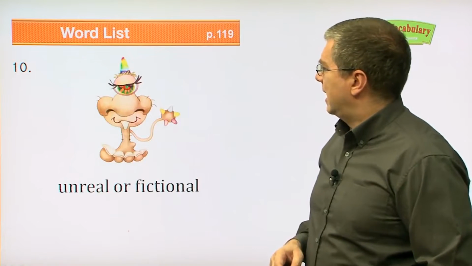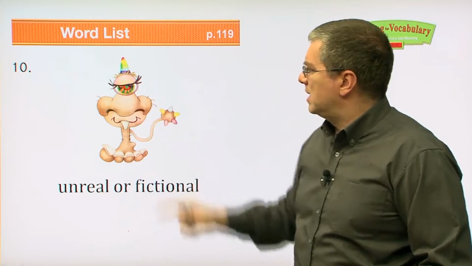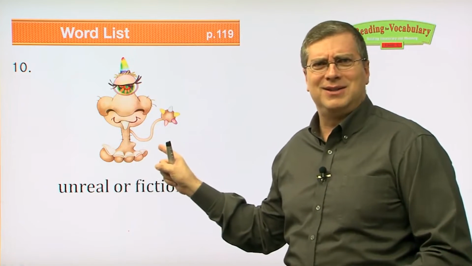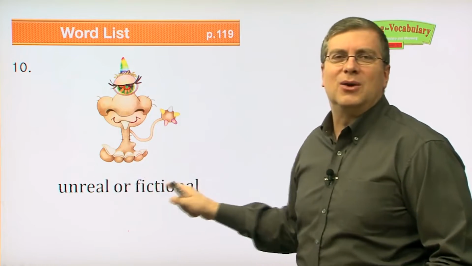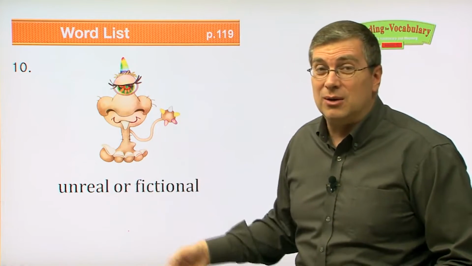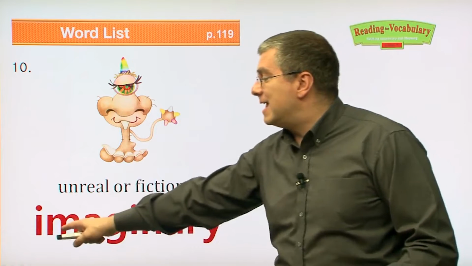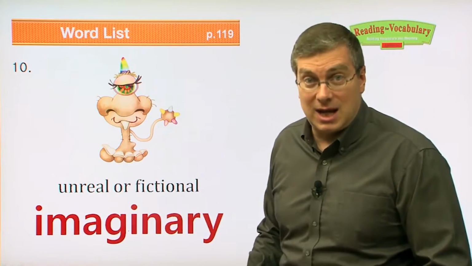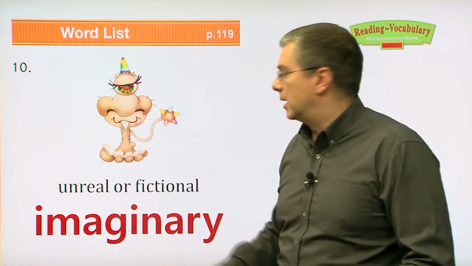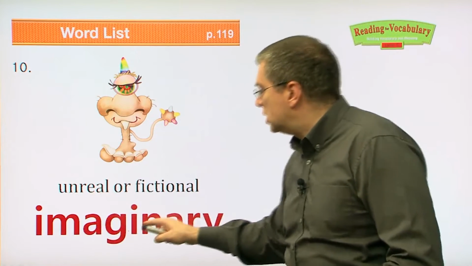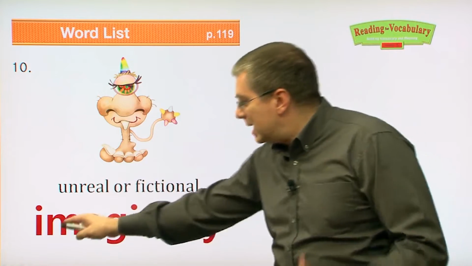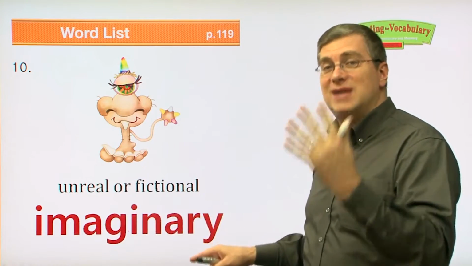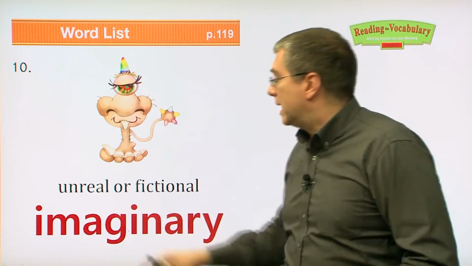Oh, look at that. That's crazy. One eye, big nose, one tooth, and a foot. What kind of crazy thing is that? It's unreal or fictional. It's not real, right? So we can say it's imaginary. Whew, right? Big word. Imaginary. Wow, 5 sounds all together in one word.